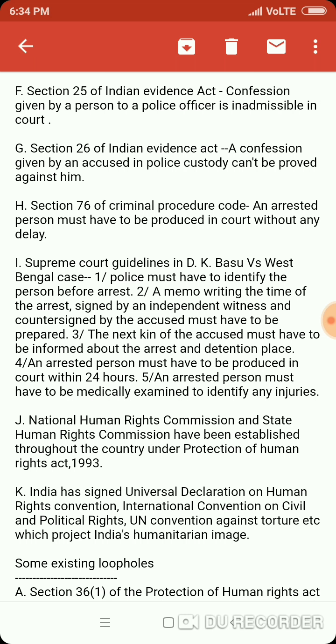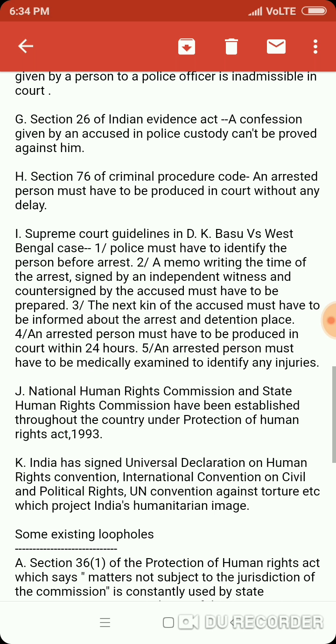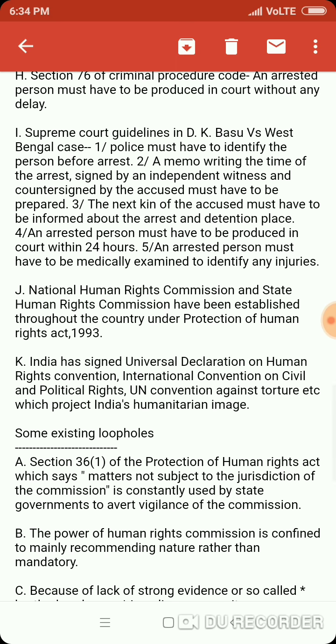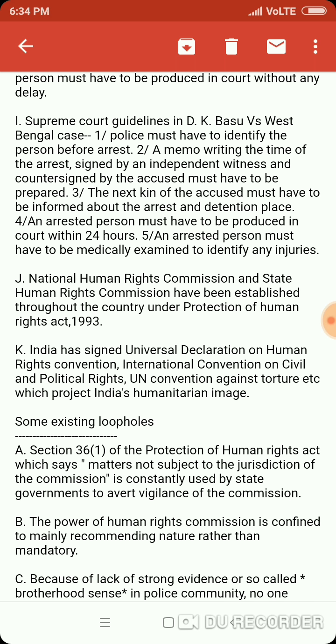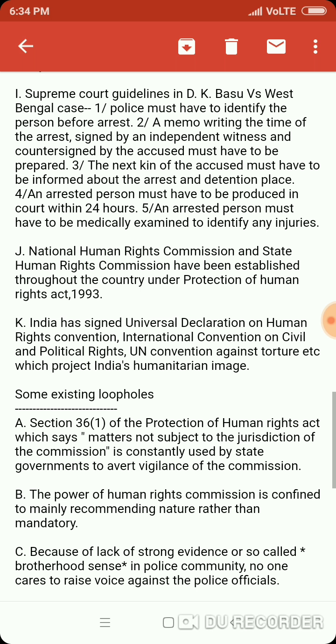That is why Section 25 and 26 of the Indian Evidence Act say that a confession given by a person in police custody cannot be proved as evidence. Section 76 of the Criminal Procedure Code says an arrested person must be produced in court without any delay. Supreme Court guidelines in the DK Basu versus West Bengal case say that police must identify themselves before arrest. A memo recording the time of arrest, signed by an independent witness and countersigned by the accused, must be prepared.